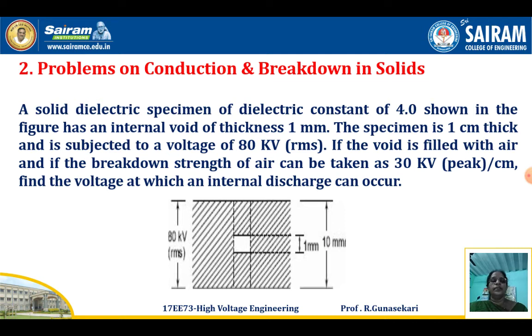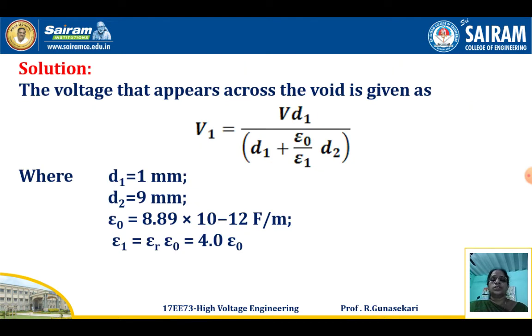If the void is filled with air and the breakdown strength of the air can be taken as 30 kV peak per centimeter, the required data is to find the voltage at which an internal discharge can occur. This problem comes under conduction and breakdown in solid dielectrics. Okay, now we can solve the problem.